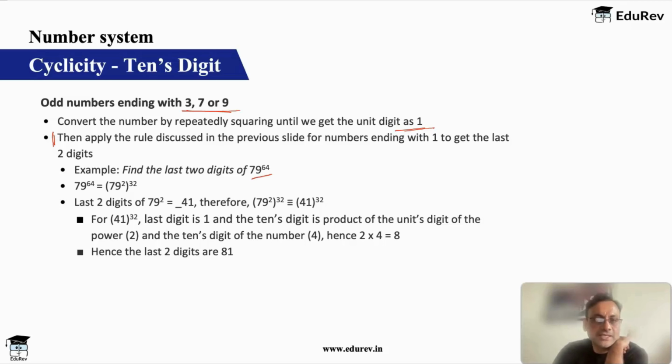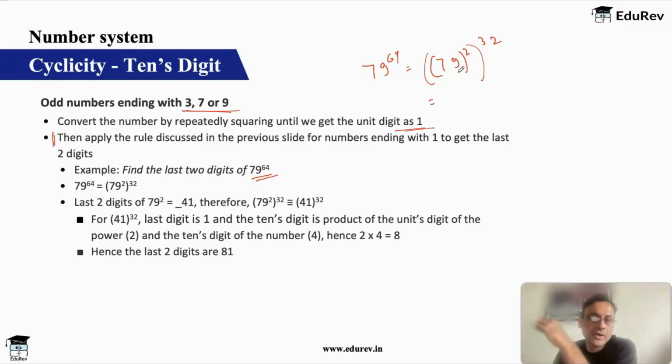For example, 79 to the power 64. Now if I have to solve 79 to the power 64, 9 square is 81, right? So I can get 1 by squaring it. So I will do 79 whole square, and this whole to the power 32. Inside I have 79 square. Now for 79 square, I should find the last two digits, not one digit. You'll come across a lot of questions like this.